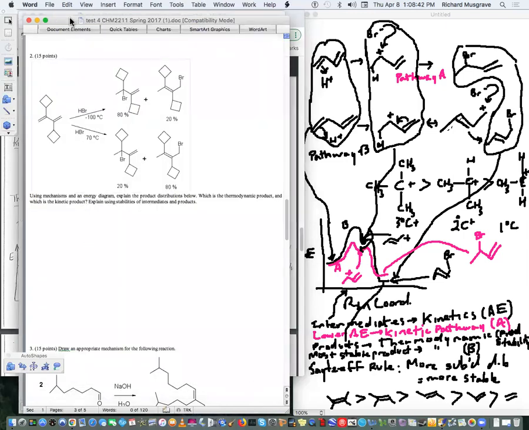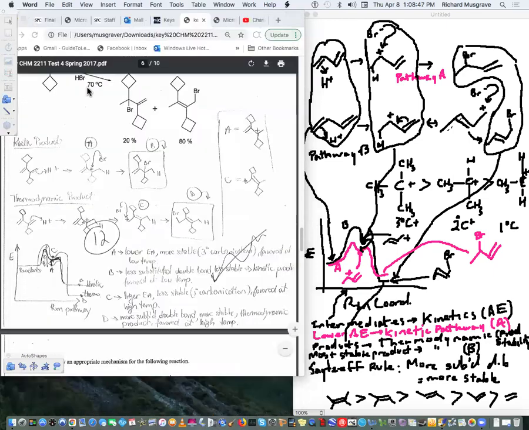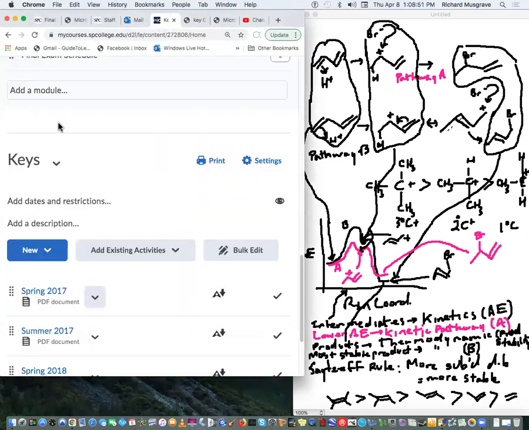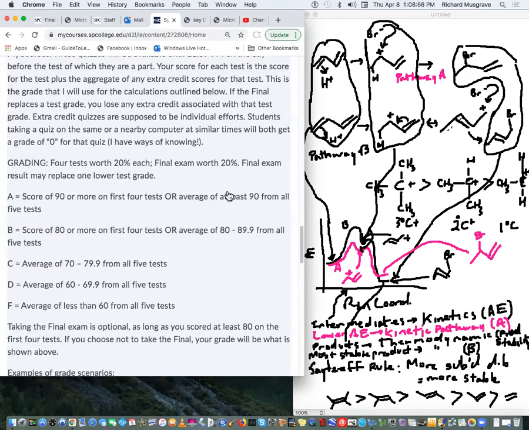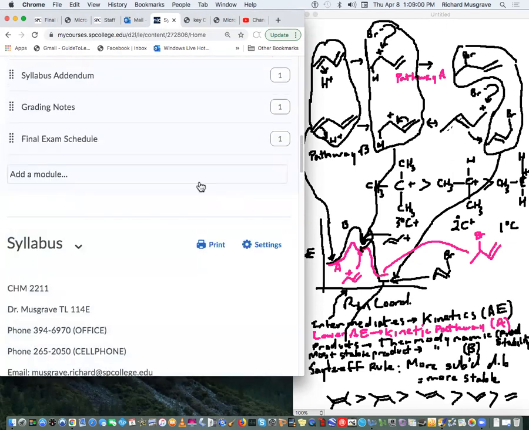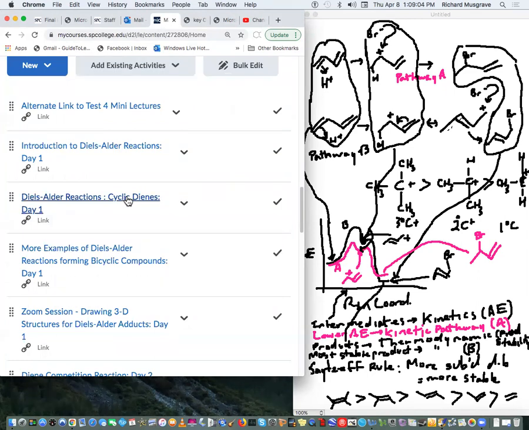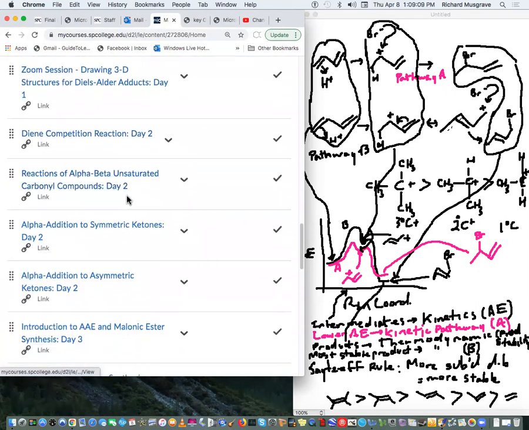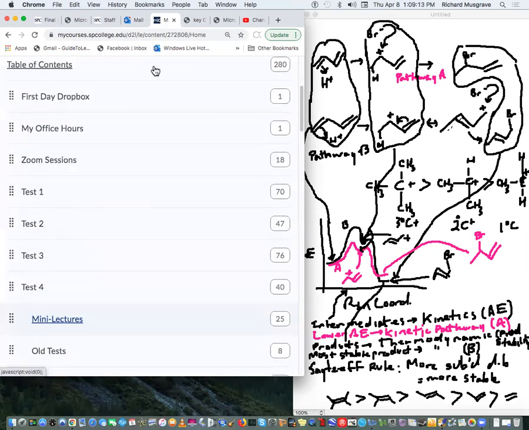All right, I just want to check on something here. I just need to see how far I am supposed to get today. I know I was supposed to do this part. I just want to see other things as well. Let's have a look at syllabus. Nope, I don't want to do syllabus. I want to go to the mini lectures is what I want to do. There we go. That's better. Okay. All right. Alpha addition. Asymmetric. Okay.